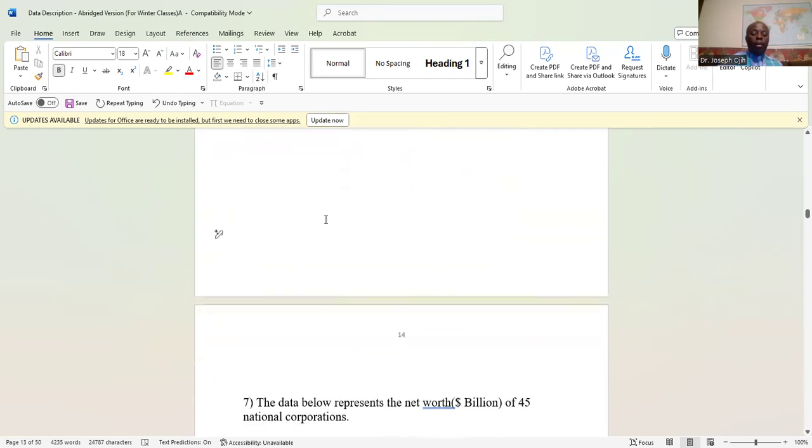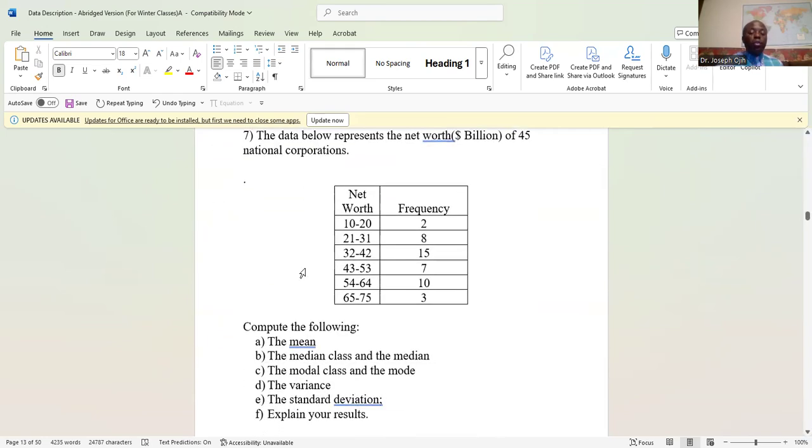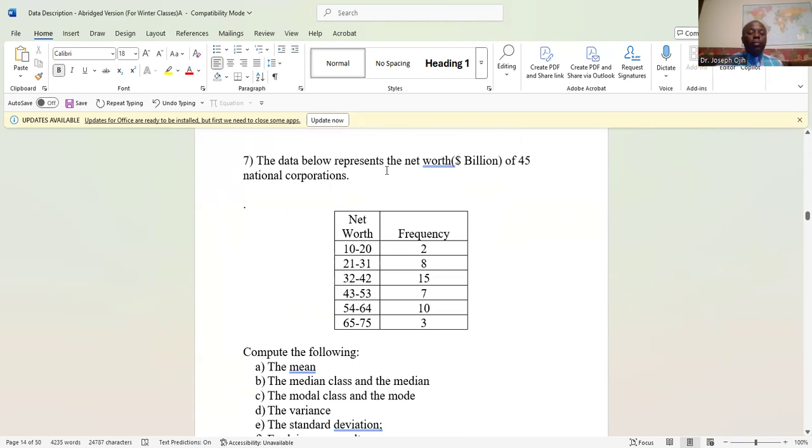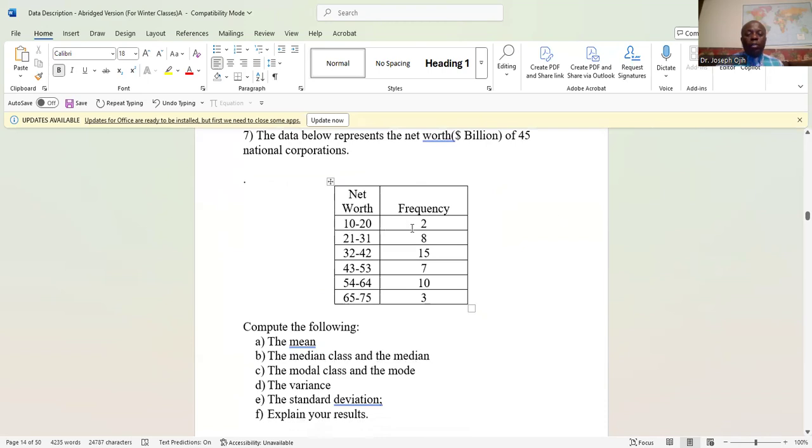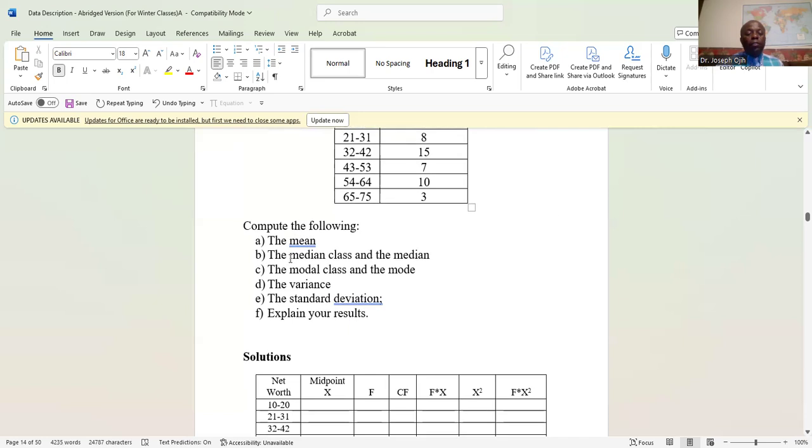let's do one that is more challenging. Look at this one here. It says the data below represent the net worth in billions of 45 national corporations. So you can see here 10 to 20 billion, the frequency is 2; 21 billion to 31 billion, the frequency is 8; 32 billion to 42 billion is 15, and so on. It says compute the following: the mean, the median class and the median, the modal class and the mode, the variance, the standard deviation, and explain the result.